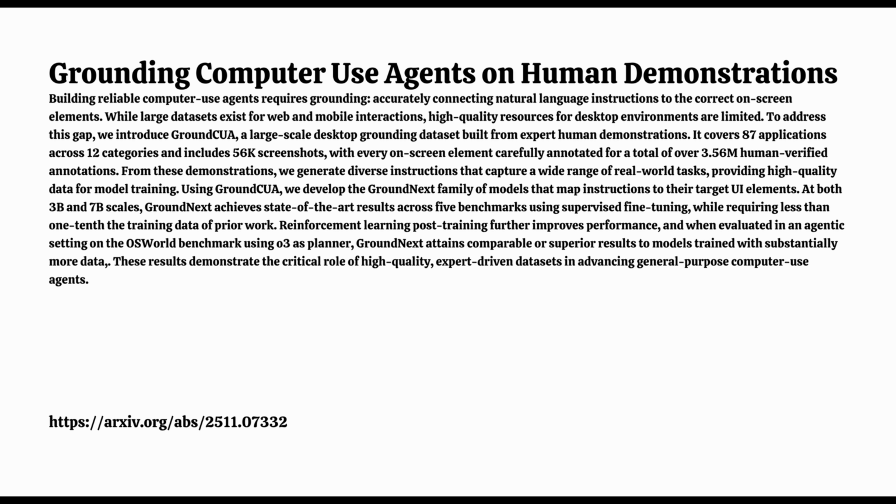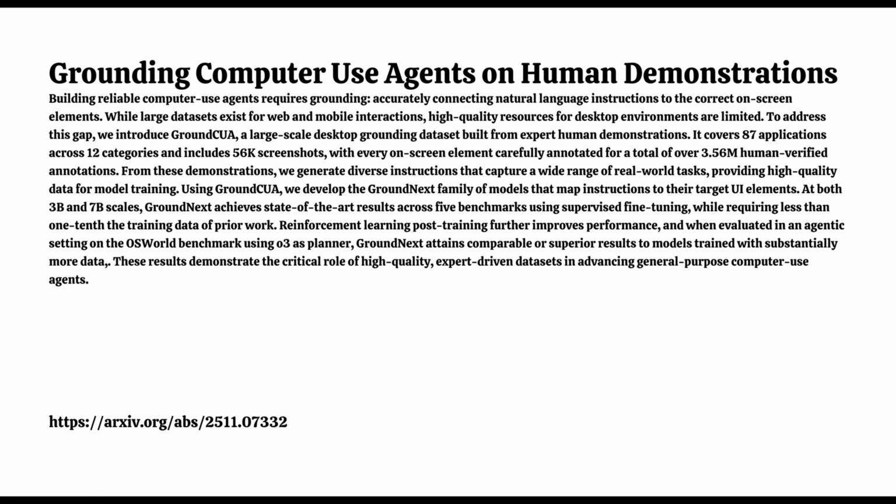So let's get into this dataset, GroundCUA, because it seems to set a whole new standard. How did they make sure the data was actually representative of how people use these complex tools? The foundation of it is expert human demonstration. The process was painstaking. They had trained annotators design and then execute over 10,000 real-world tasks. 10,000? 10,000 tasks across 87 different open-source applications. And these apps covered 12 categories, everything from productivity tools to scientific and graphic software. So you get a really realistic distribution of complexity.